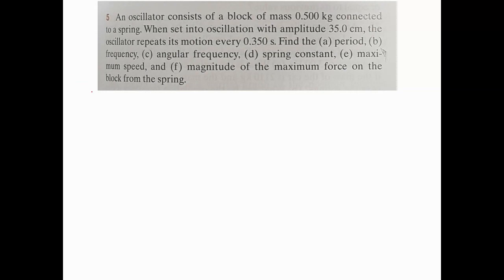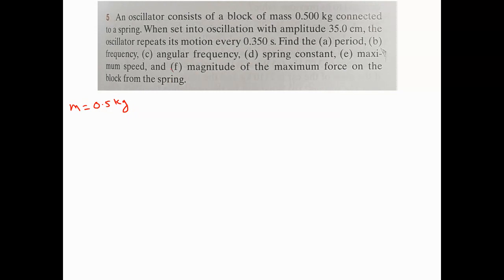An oscillator consists of a block of mass 0.5 kilogram connected to a spring. That means a spring-mass system. You attach one end of the spring to a support, and at the other end you attach the mass. The block of mass is 0.5 kilogram. So I can write the mass: mass is equal to 0.5 kilogram.